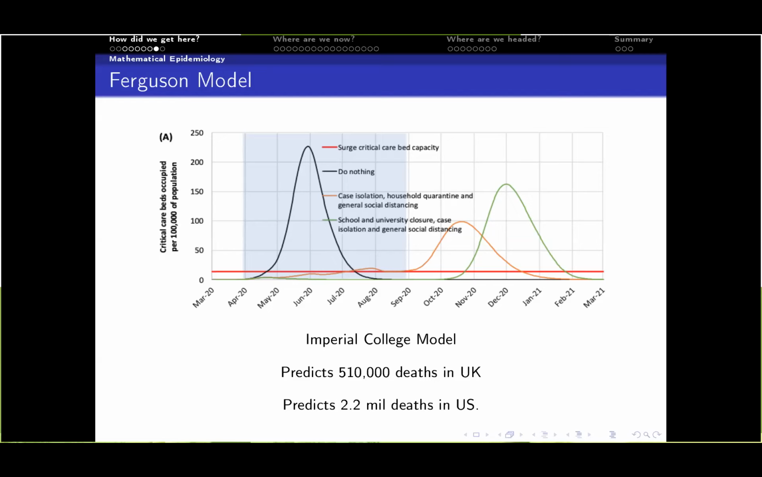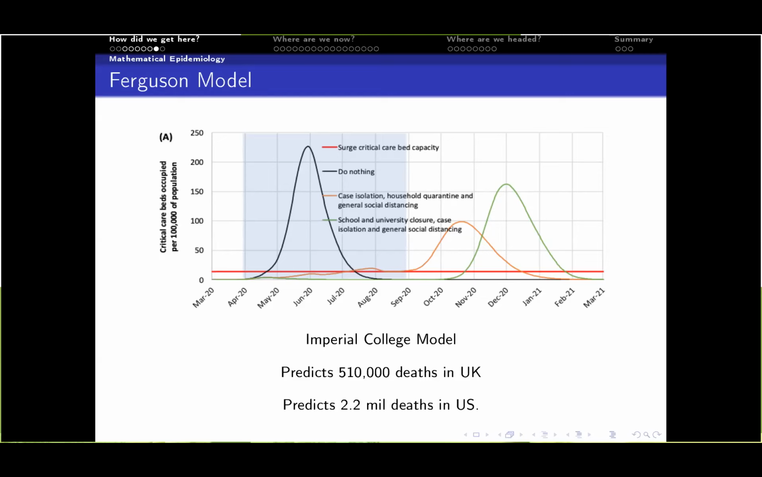The reason this had such a big impact, of course, is because of Imperial College's reputation and the shadow that they cast, and they were predicting 500,000 deaths in the UK alone, and over 2 million in the US. And this curve here really tells the story of what's going on.